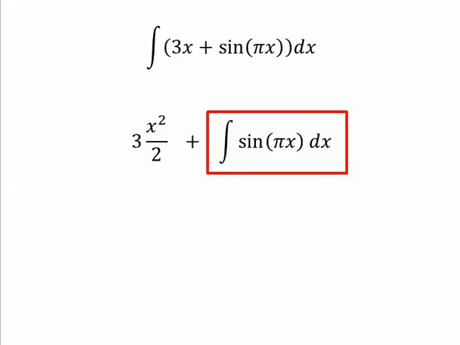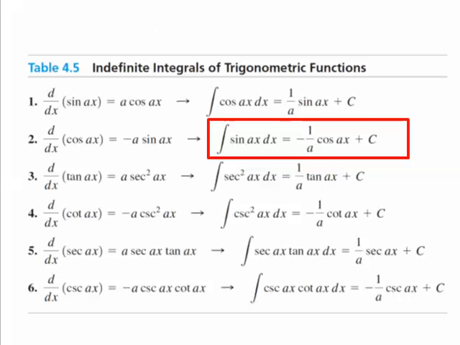Now let's focus on the antiderivative of sine of pi x. If you can memorize that the antiderivative of sine is negative cosine, you're halfway there. Now let's add in the coefficient. The antiderivative of sine of ax is equal to negative 1 over a cosine of ax.